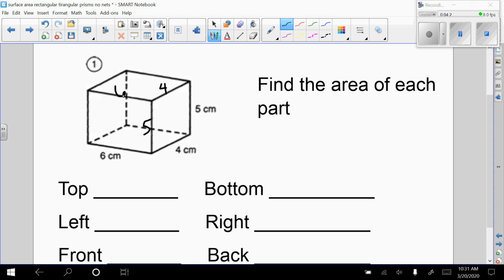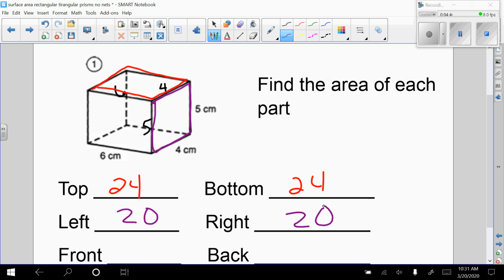So now let's find the top. Here is the top, right here where the red is. The top is 6 by 4. That means 6 times 4 is 24. If the top is 24, the bottom is 24. Then, if we want to do the left and the right, looking at the left-hand side or the right-hand side is a little easier here. It's 5 by 4, so it's 20. That means the right is 20. 5 times 4 is 20. Remember, it's area, length times width. That's area for a rectangle.